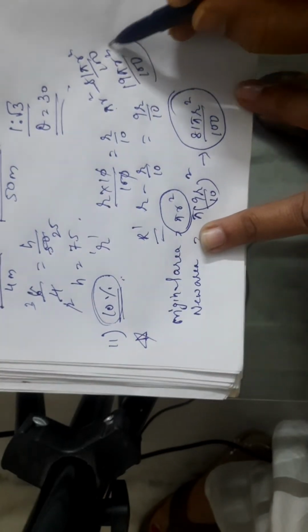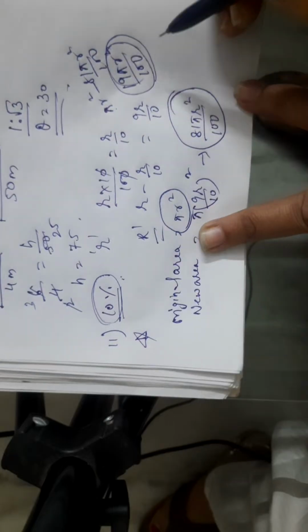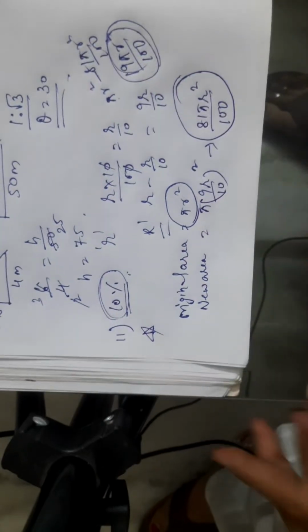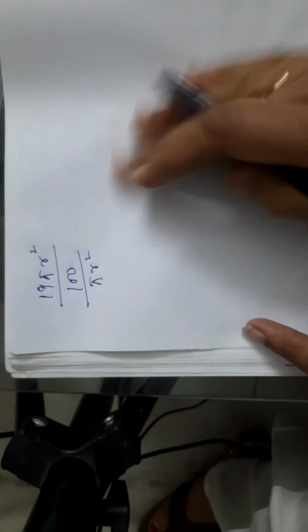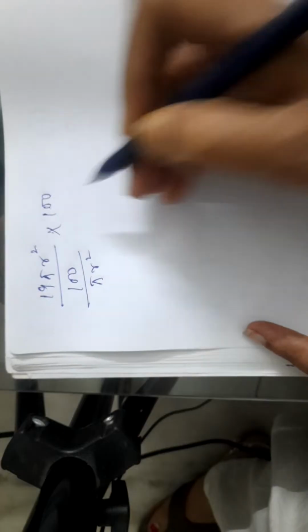So this is decrease. We need to find percentage. So how do we calculate percentage? To calculate percentage, decrease upon original multiply by 100. So here decrease is 19 pi r square upon 100. Decrease upon original was pi r square. Decrease upon original multiply by 100.